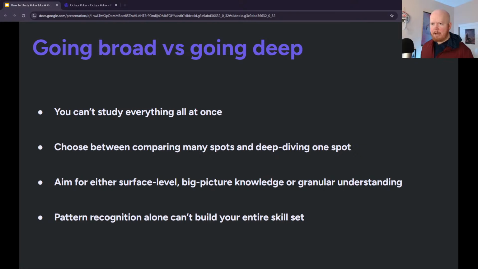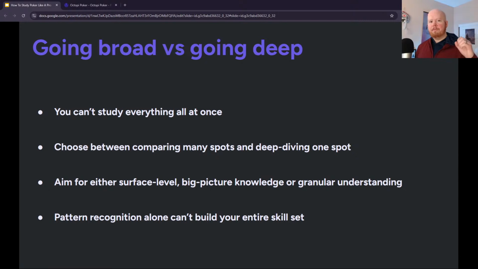You pretty much have to pick between, for any given study session, not for overall, but just for any individual study session, comparing a lot of different spots and improving your surface level understanding, your pattern recognition of, usually in these types of spots, we tend to do this, this, or this, versus deep diving one specific spot and really getting greater insight into some of the micro level concepts. So this is really a question of, are we studying the macro or are we studying the micro? Because you can't really study both at the same time.